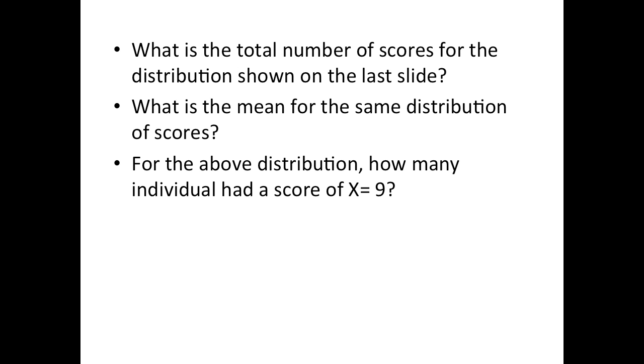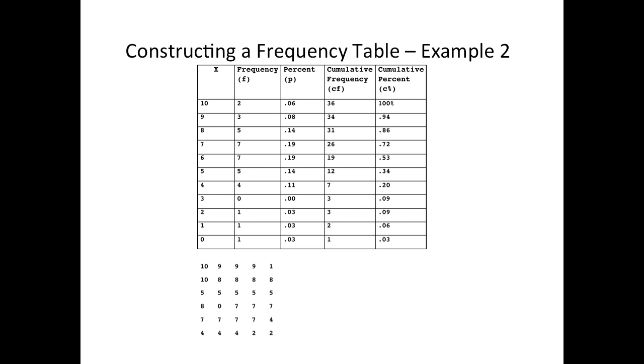And for the above distribution, how many individuals had a score of 9? 3. Yeah. So if you wanted to know how many people scored below 8, which column would you look through? Yep, and it would be 72% scored below 8, which I just pulled straight from the score of 7 column.